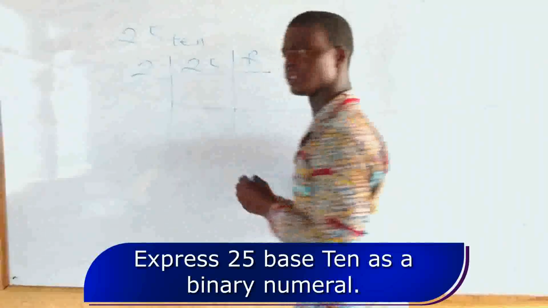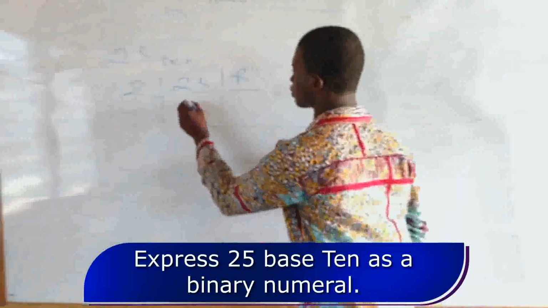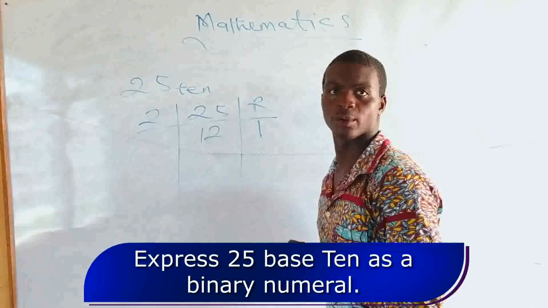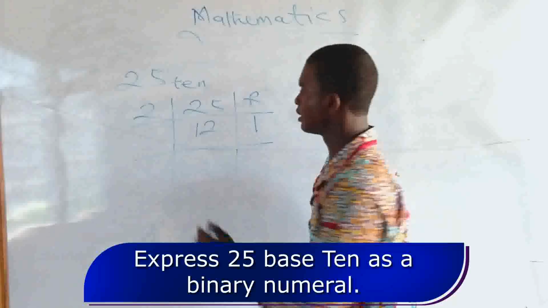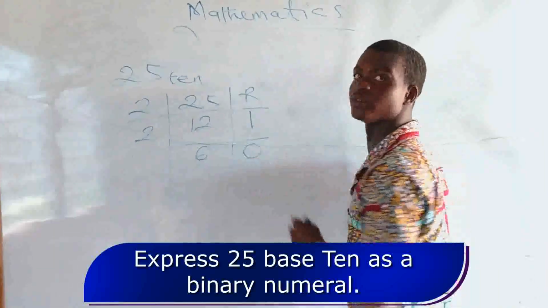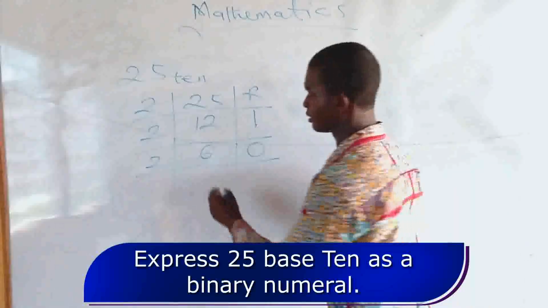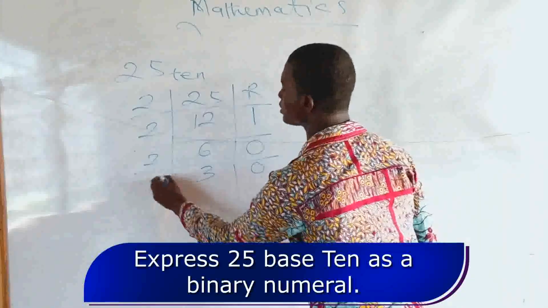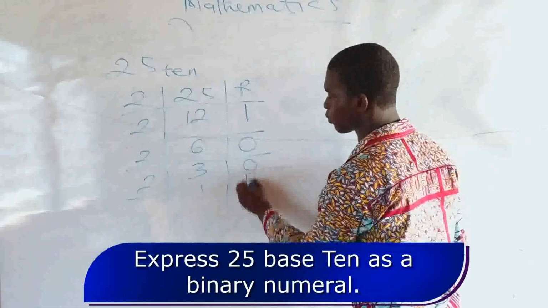And so 2 goes into 25 how many times? It goes into 12, giving you a remainder of 1. Can 2 go into 12? Absolutely yes. And so 2 goes into 12 6 times, giving you a remainder of 0. Can 2 go into 6? Yes. 2 goes into 6 3 times and gives you a remainder of 0. 2 goes into 3, that's 1, and gives you a remainder of 1.